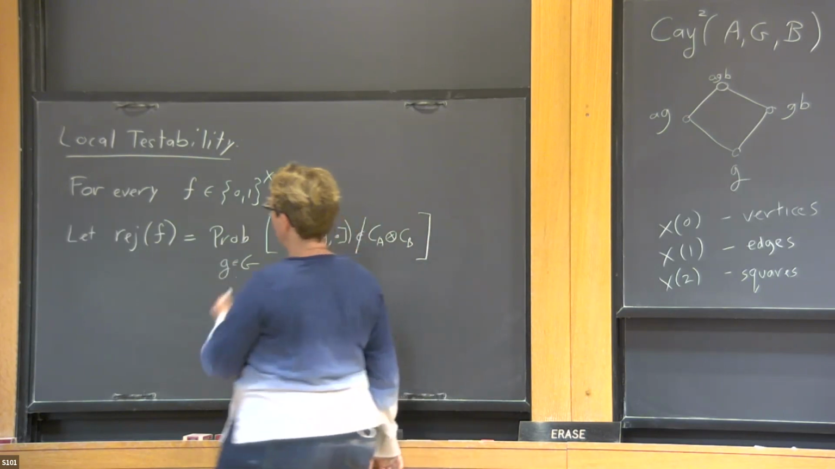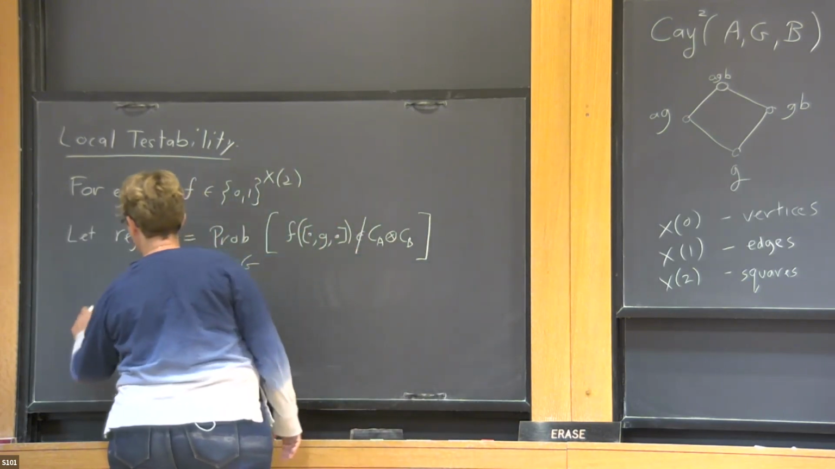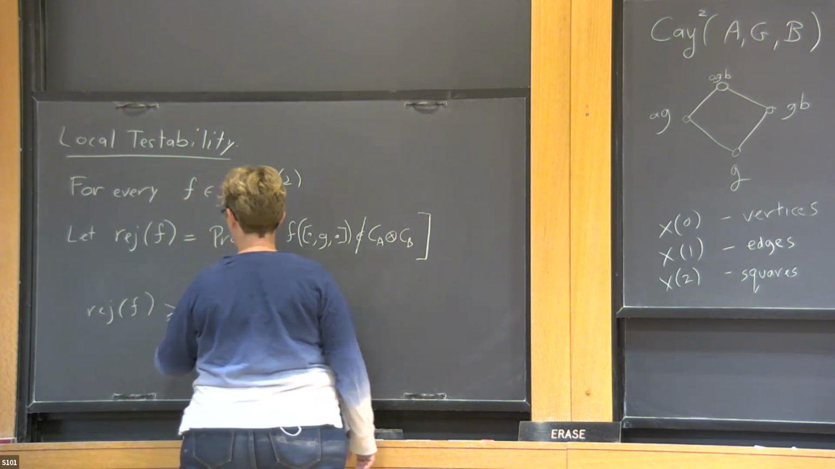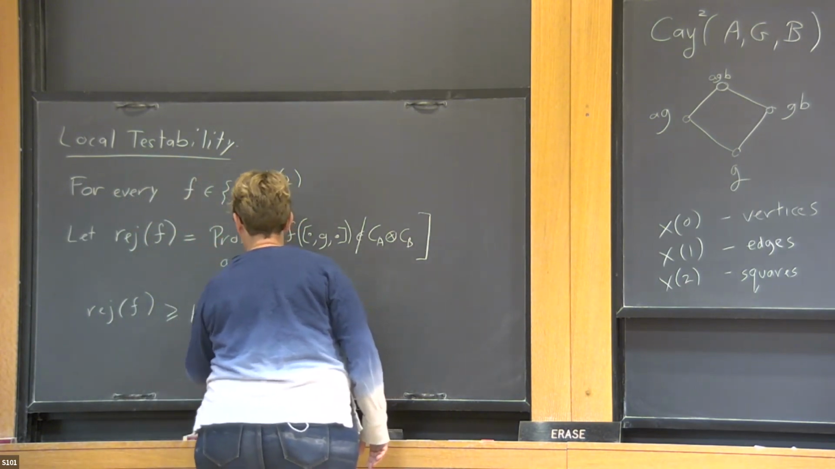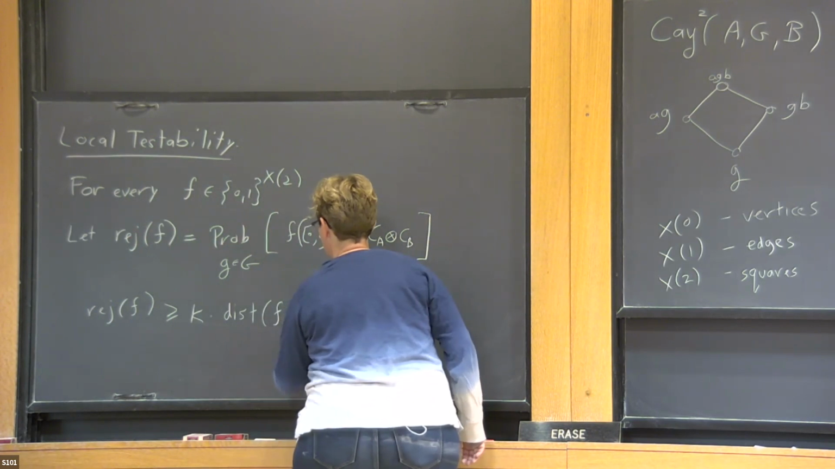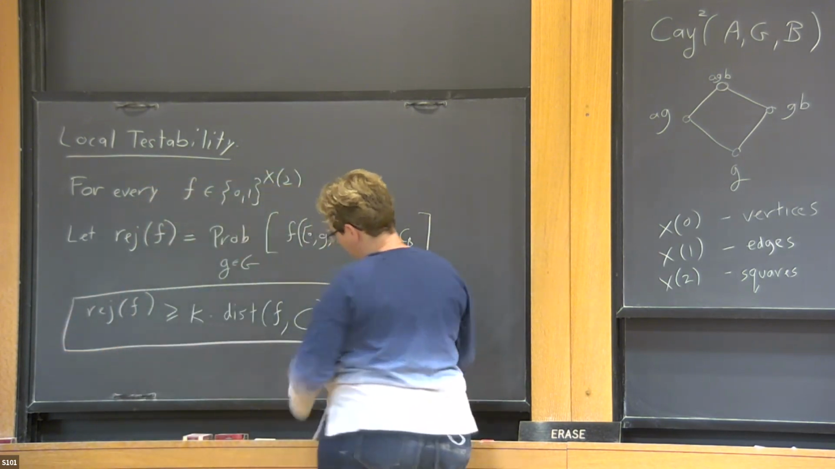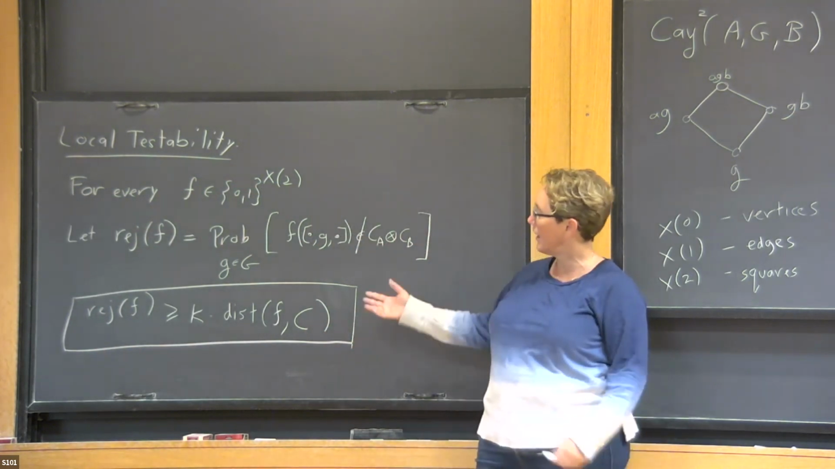So what do you need to prove for local testability? I want to prove that the rejection of F is always bigger than kappa times the distance of F. If this holds, I say that the code is kappa locally testable.